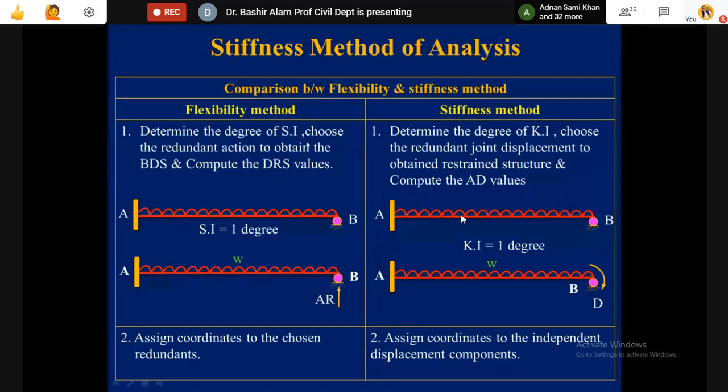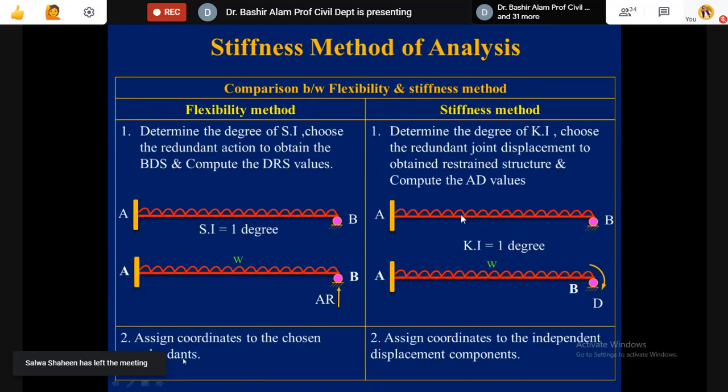DRS values here, and here we find out the AD values. AD values are calculated in step number one. Here you can see statical indeterminacy. Why? If you remember, we removed this AR. This was the redundant action declared. Here the redundant joint displacement declared is theta B, rotation B, and it is designated by D.